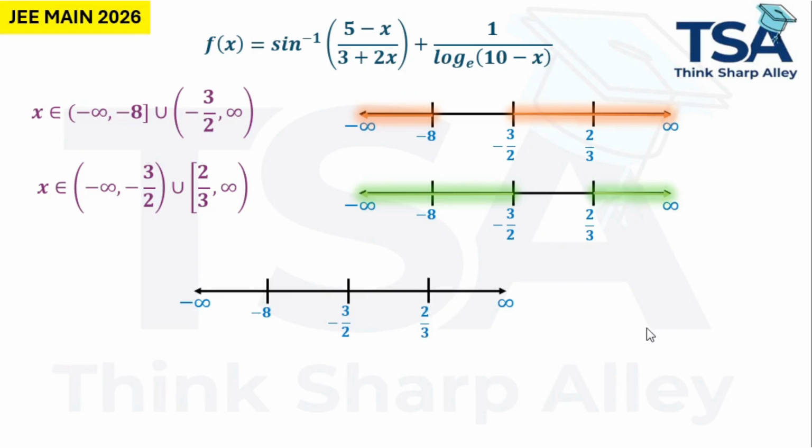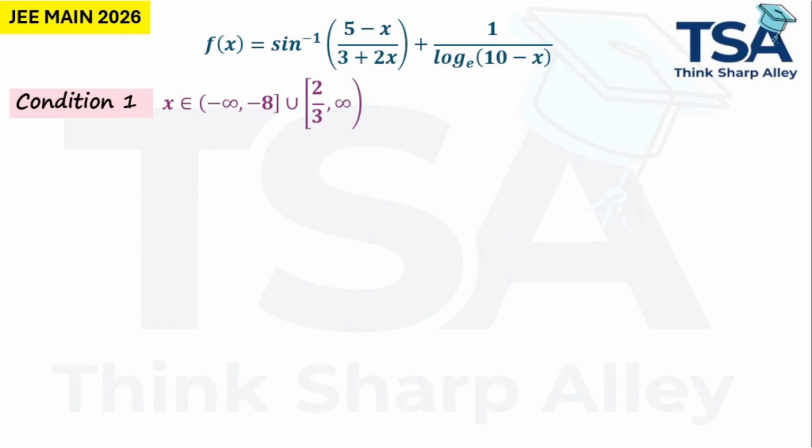Now for the intersection, we keep only the portion which is common to both. So if we look at the left side, -infinity to -8 lies completely inside -infinity to -3 by 2. So it survives. And on the right hand side, we see the common portion is 2 by 3 to infinity. So the final intersection is, on the number line, the common shaded portions are everything up to -8 and everything from 2 by 3 onwards. And let us consider this as condition 1.